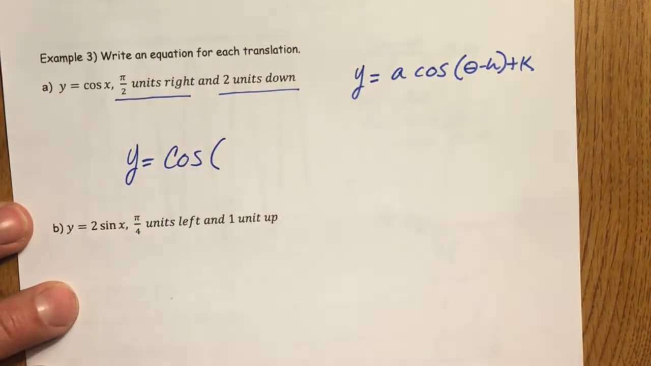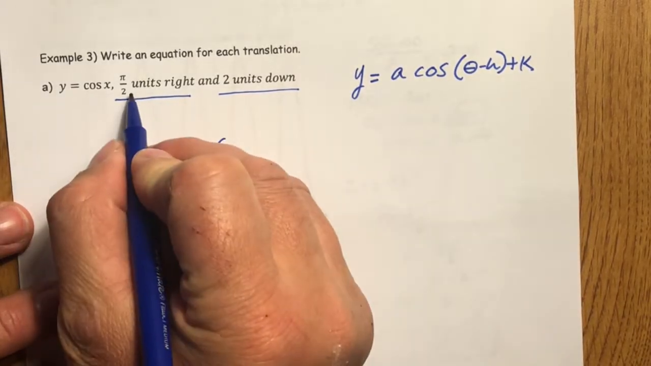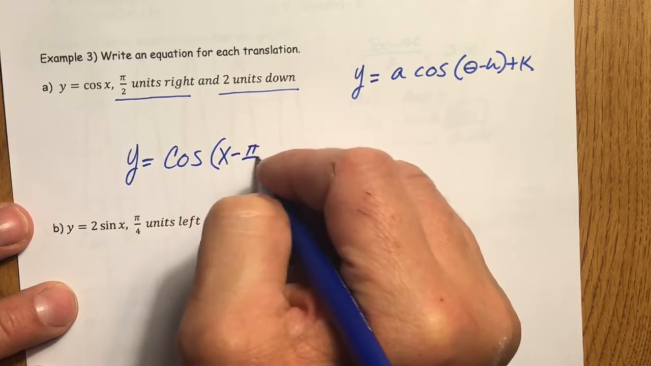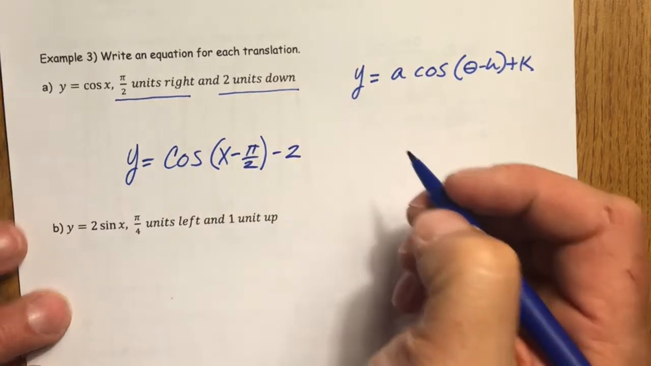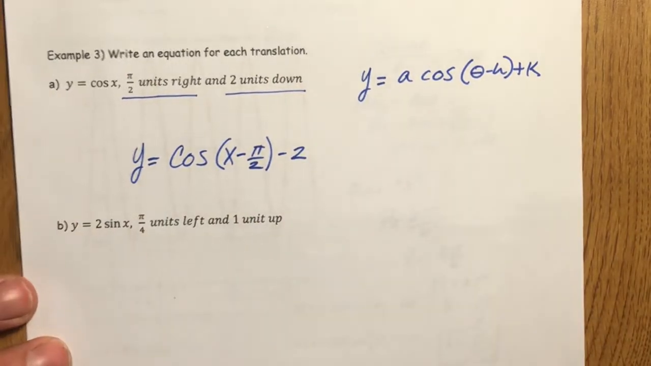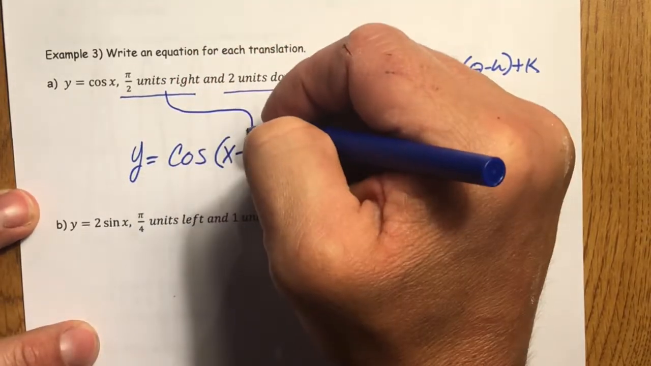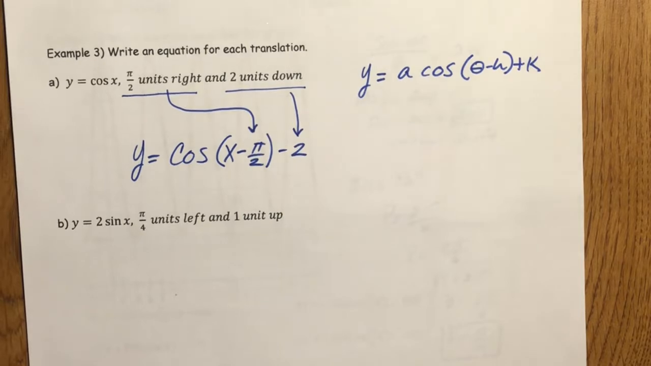cosine, parenthesis. Now you can use x or theta, it does not matter. If we're moving a phase shift to the right, it's going to be x minus pi over 2, and then 2 units down, minus 2. Okay, so there's my phase shift, there's my vertical shift.